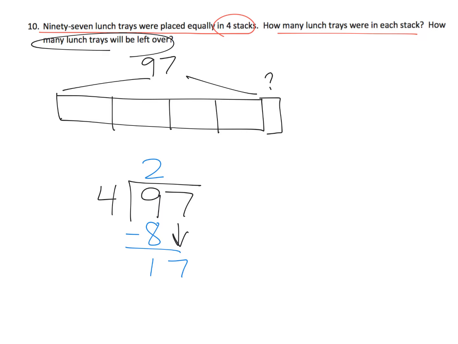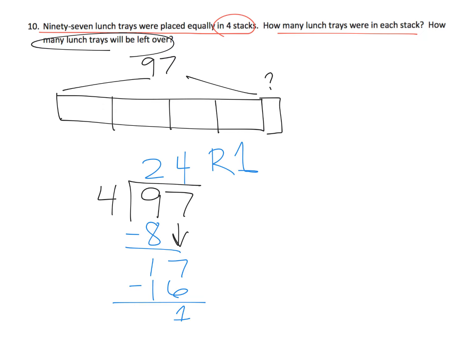So the length is 4, what can the width be? Well, the width can be a 4. So that means a length of 4, width of 4. 4 times 4 is 16. We have one little unit left over. So our answer is 24 remainder 1.